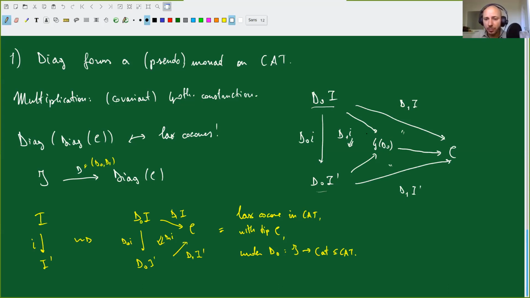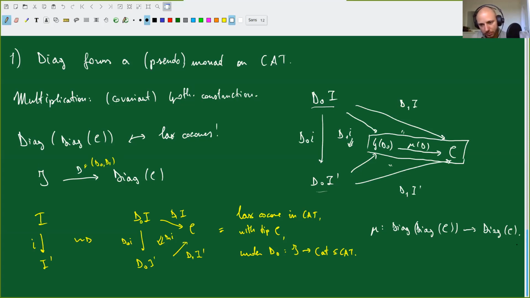And the important thing is that a diagram of diagrams gets summarized into only one diagram, this one. And we call this diagram exactly mu of t. So mu goes from diag of diag of C to just diag of C. If you want, it packs all these diagrams together and forms one diagram that kind of summarizes all of them. Okay.